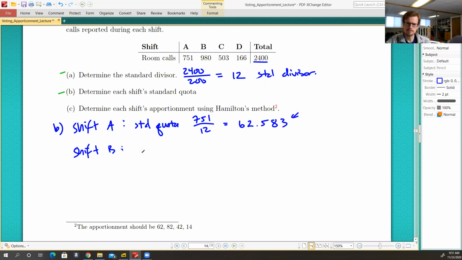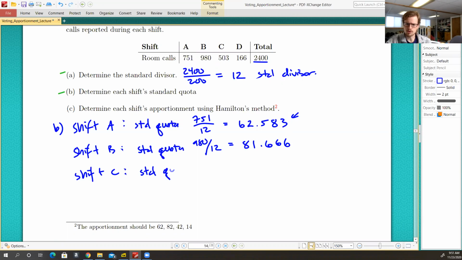Shift B, the standard quota is given by the population, 980, divided by the standard divisor of 12 to get 81.666, we'll go with. So that way we can make appropriate comparisons. And then we have shift C.